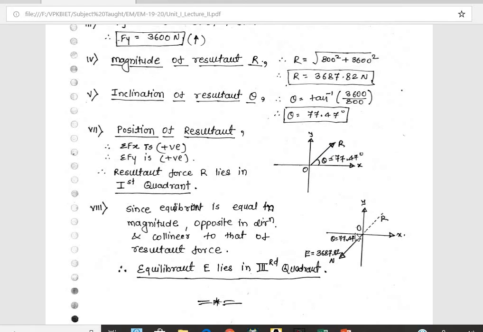See, this is the equilibrium force. Equilibrium is opposite in direction, so it lies in the third quadrant, and the magnitude remains the same because it is equal and opposite. This way you have to calculate the equilibrium force. Though equilibrium is asked in the problem, you must first calculate the resultant. The same procedure you have to follow except for the last steps.